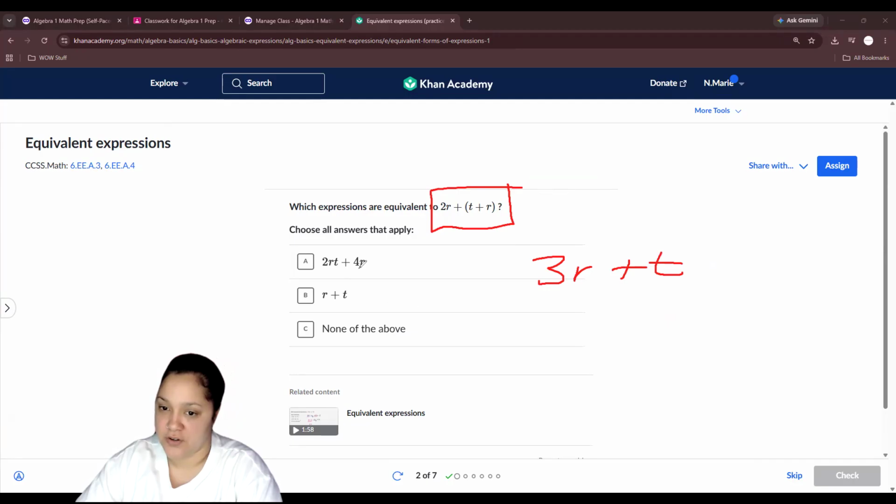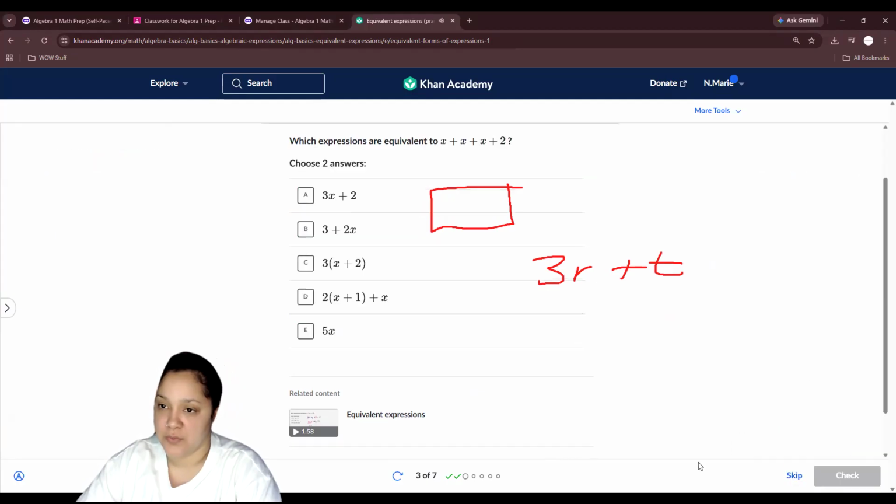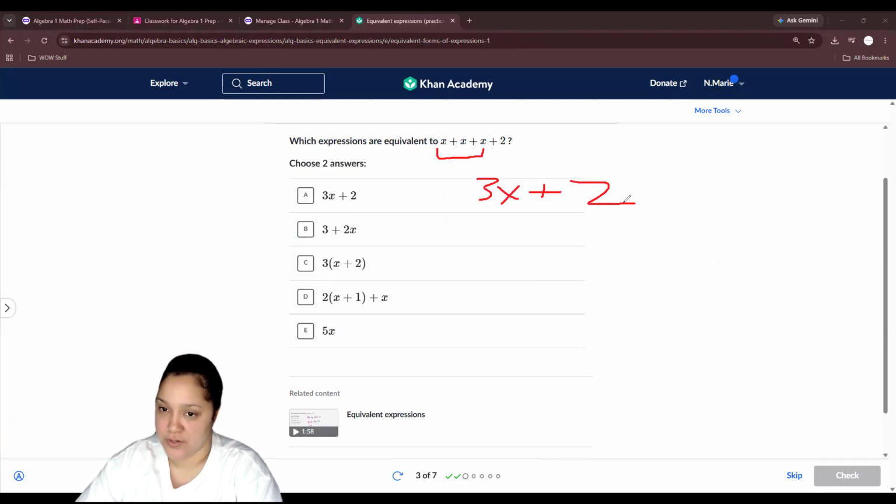So which of these are also 3r plus t? None of these. Right? Things can be written in different ways, but overall be the same. Like this here, this is 3x plus 2. So what else gets you 3x plus 2? This is 3x plus 2.